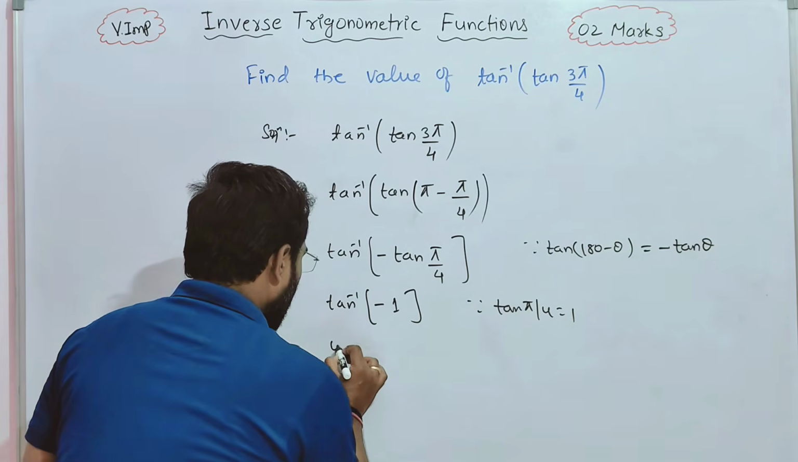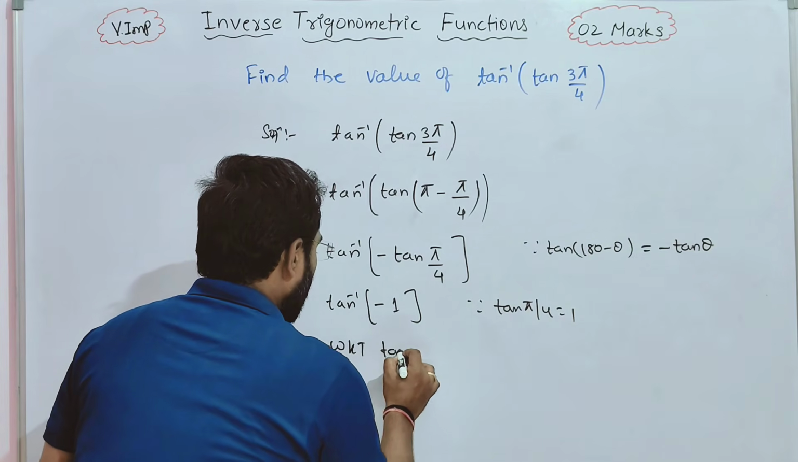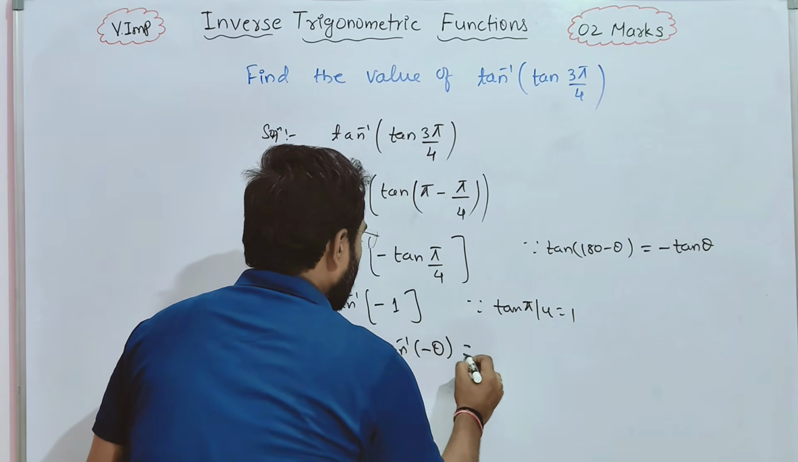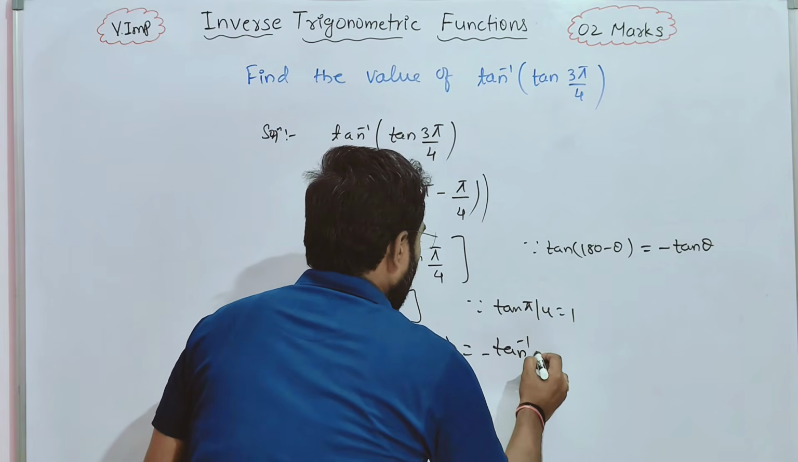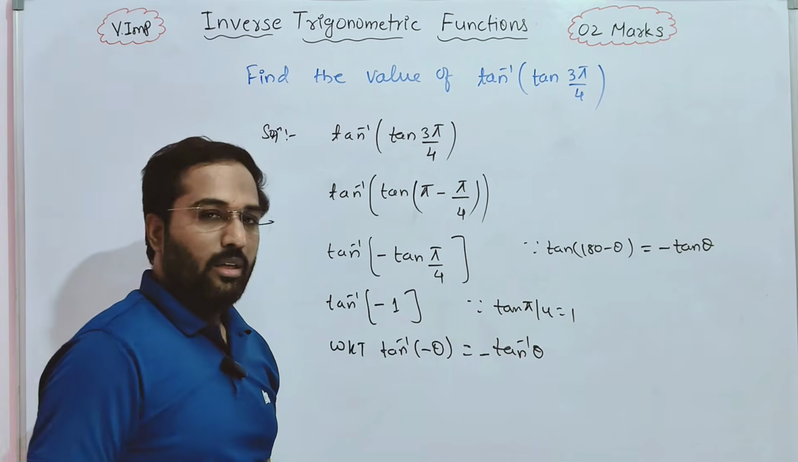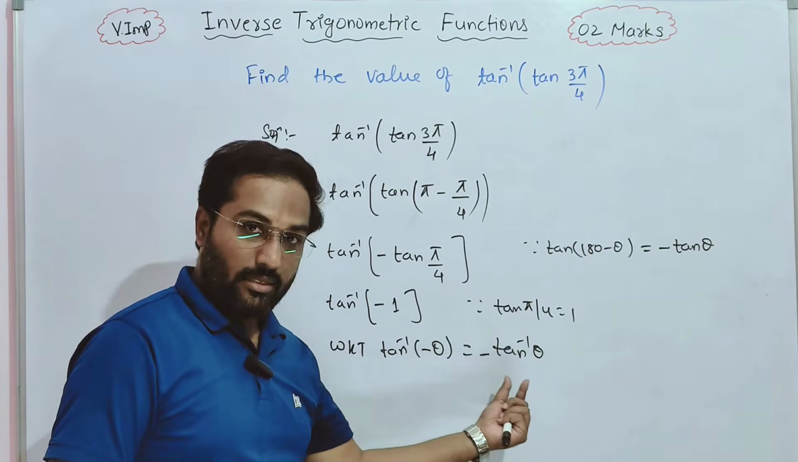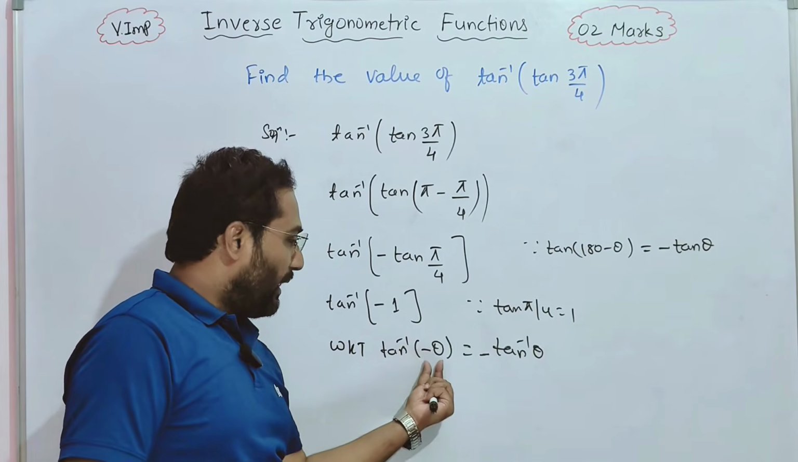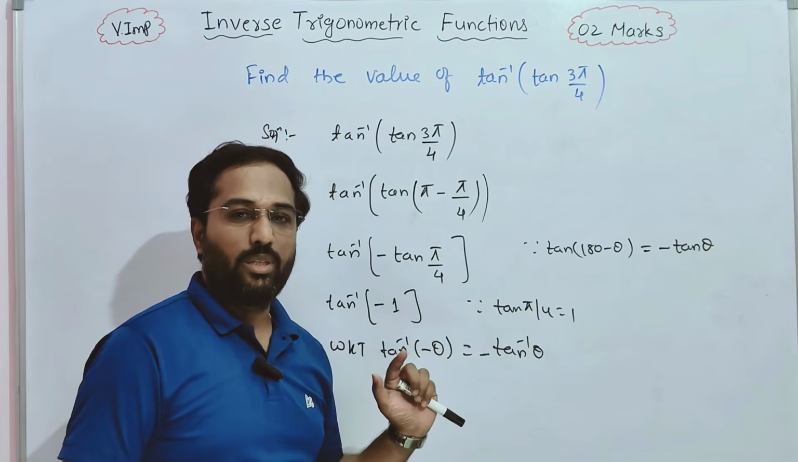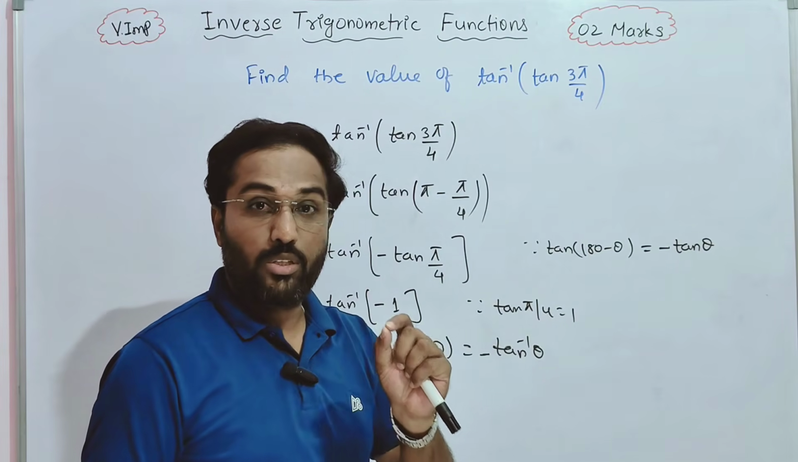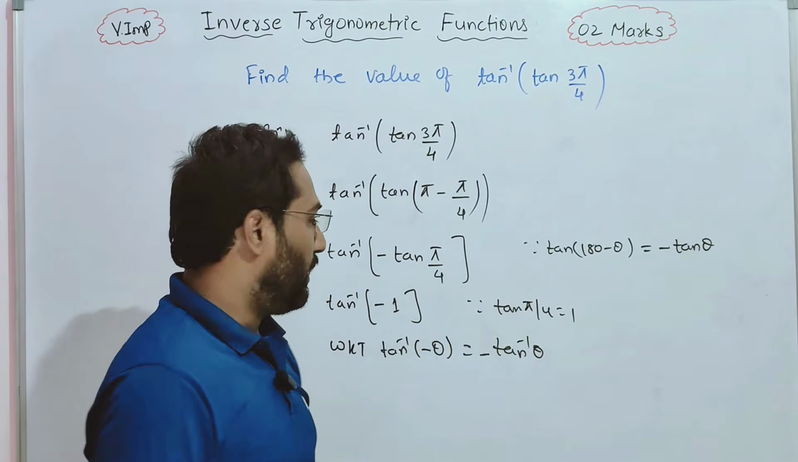How? We know that tan inverse of minus theta is equal to minus tan inverse of theta. When you have cos inverse of a negative angle, it was pi minus. When you have tan inverse of minus theta, it is simply minus tan inverse theta. You need to remember the formulas to simplify. That is very, very important, my dear students.